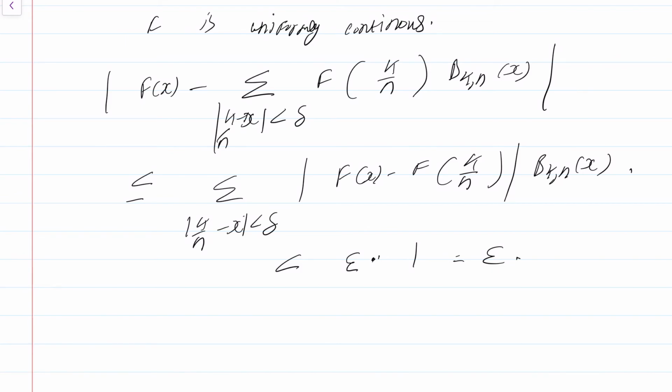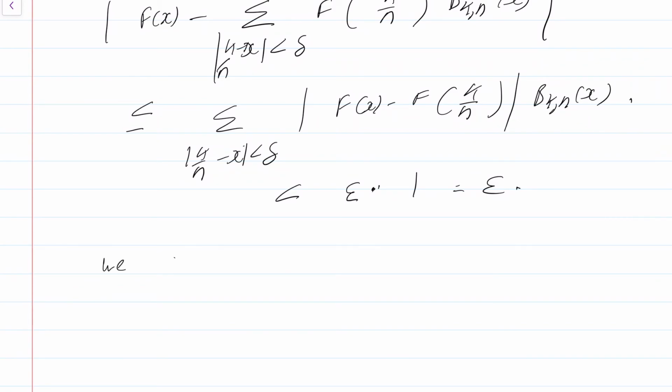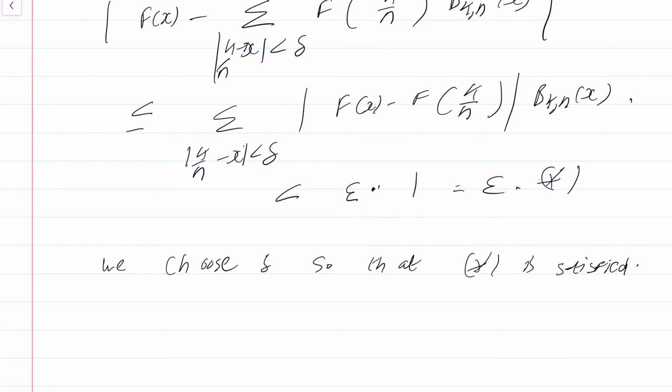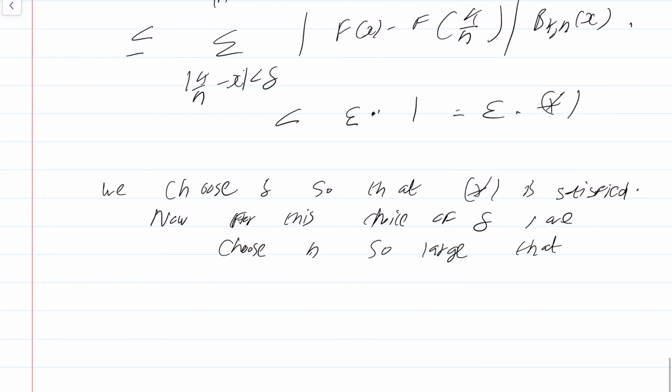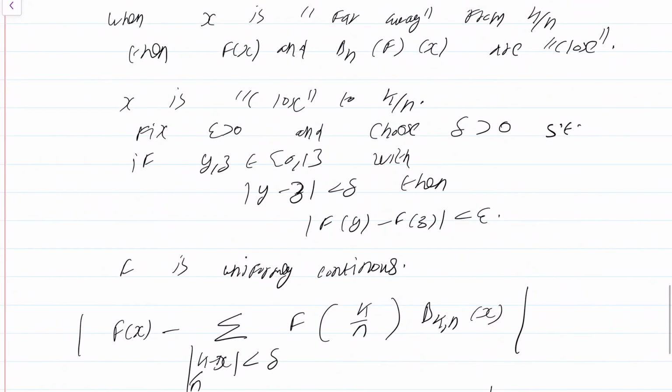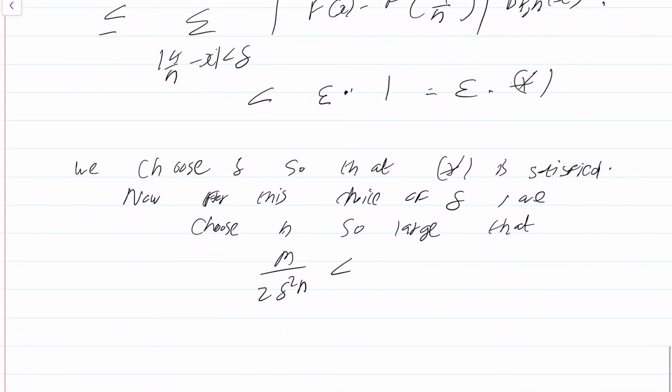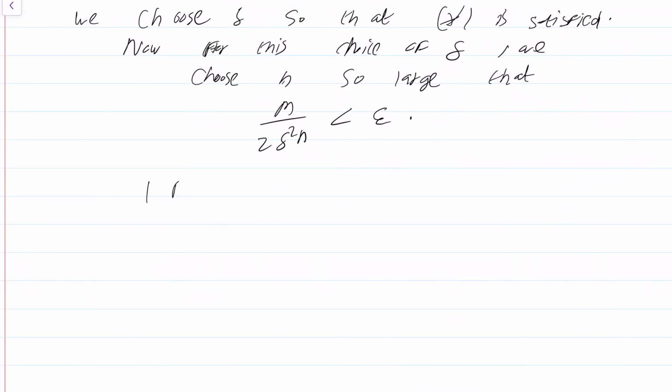Now we have to combine both parts. We choose delta so that this equation is satisfied, so that star is satisfied. That is, those points where k by n is close to x can be dealt with. Now for this choice of delta, we choose n so large that M by 2 delta squared n, which was nothing but the quantity that we got when we analyzed the previous term, is also less than epsilon. Net upshot is we will get that mod Bn of f x minus f of x is less than 2 epsilon for all x in the closed interval 0, 1. This will be true when n is suitably large.